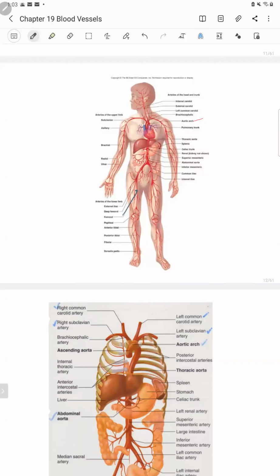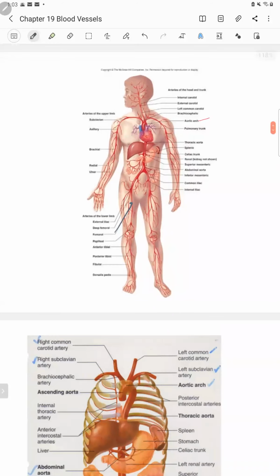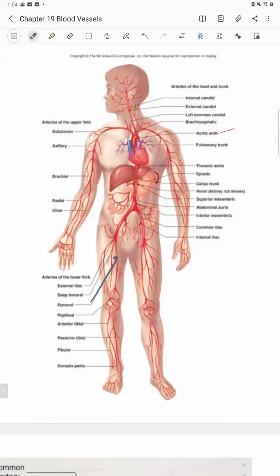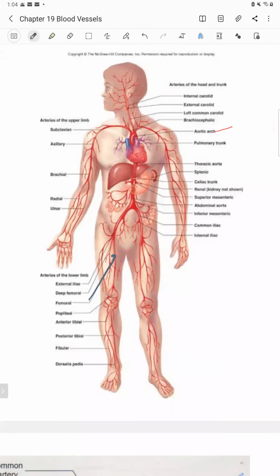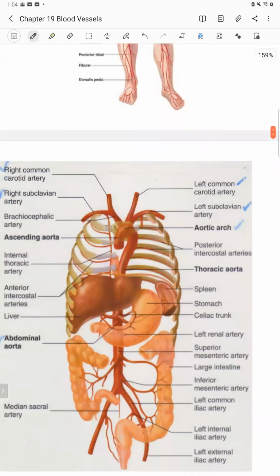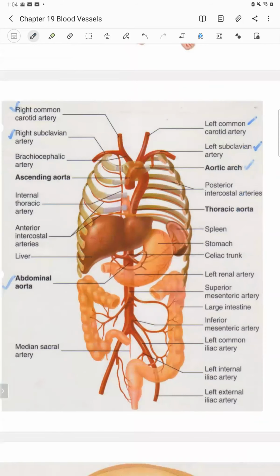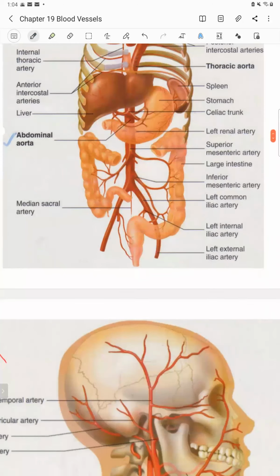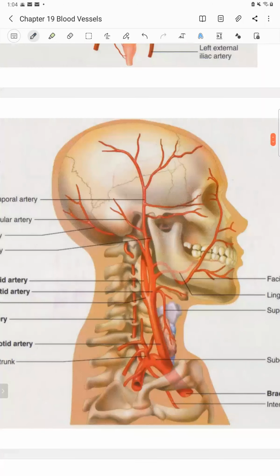Okay, so on this picture, when you're doing your studies for gross anatomy of blood vessels, you have anatomical figures like this. Then you have more specific ones that you can zoom in on, like this is the thoracic cage, some of the vital organs. Just the head and neck area, the circle of Willis, so the brain.